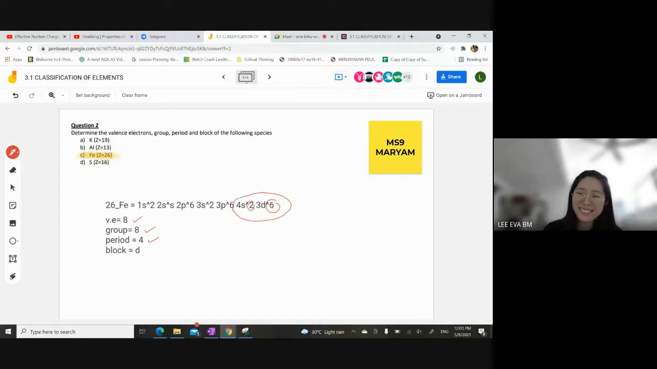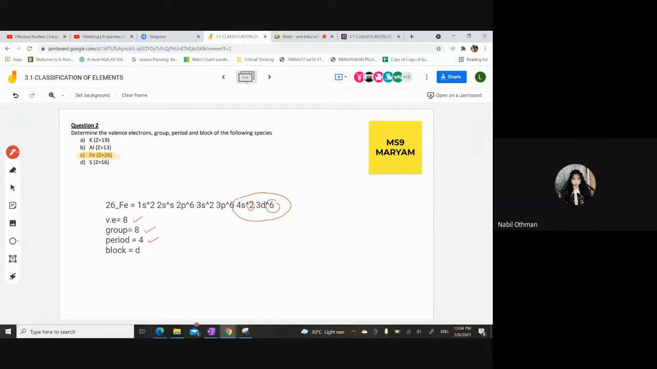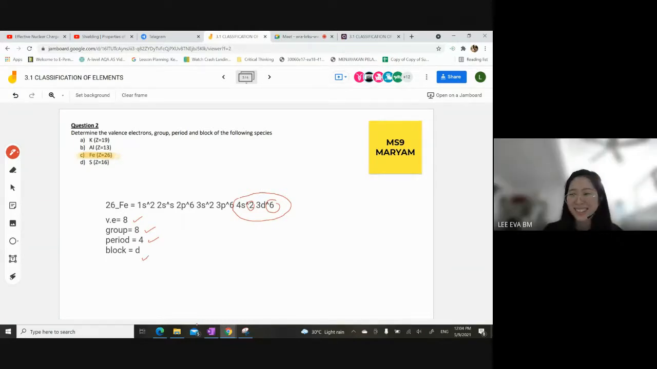Okay. So kita tengok sebab dia punya block dia adalah block D. Kenapa block D? Sebab dia punya last 3d. Last apa? Last electron. Ya, last electron masuk dekat 3d. Jadi dia adalah datang daripada block D. Yes, okay. So block D is actually from your group 3 until group 12.